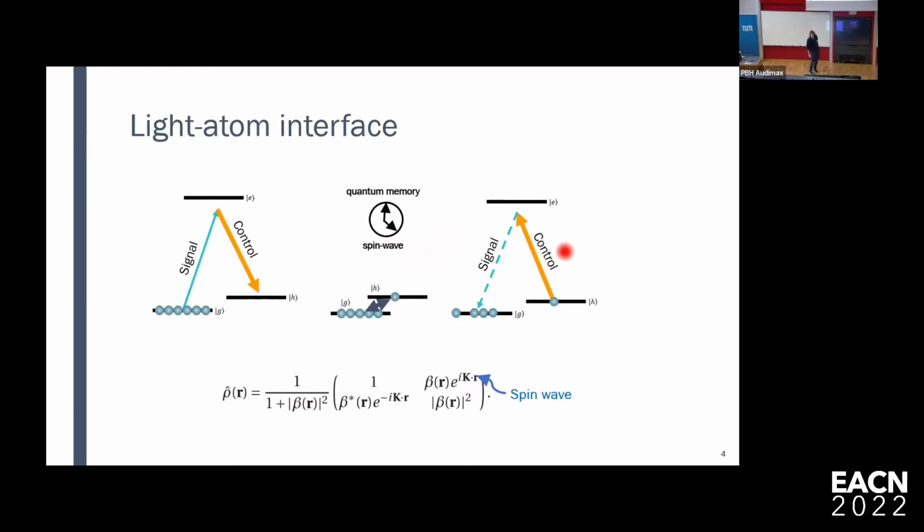And in particular, if you look classically at the picture of the atomic coherence in the ground state, the spin wave may be understood as the wave that appears in the off-diagonal element.